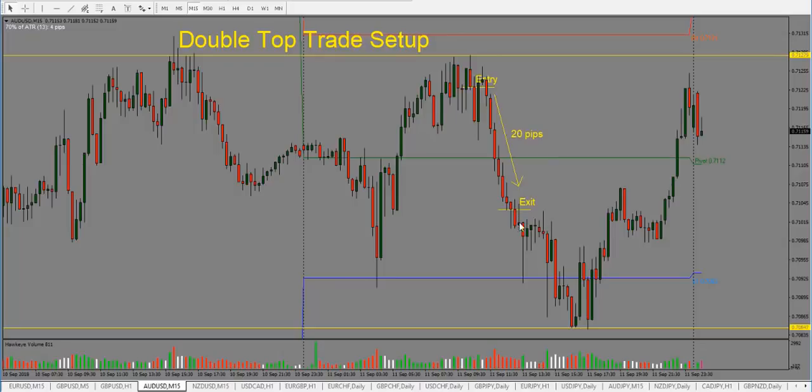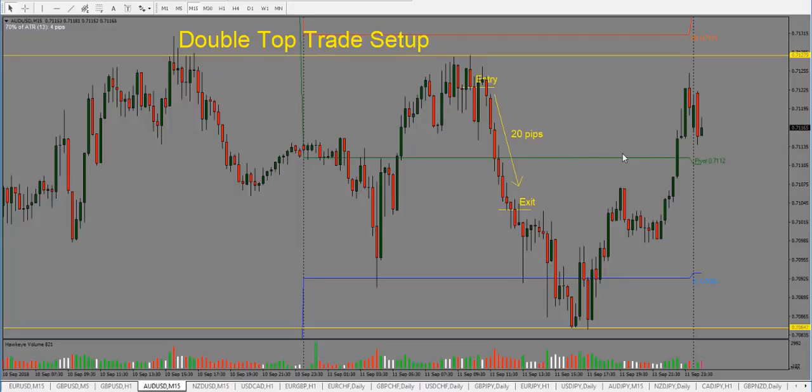But as we can see, a little bit of patience would have paid off because price did come and test this S2 level, and then finally it got into that 70.85 level that I was looking for. But overall, it was a profitable trade.